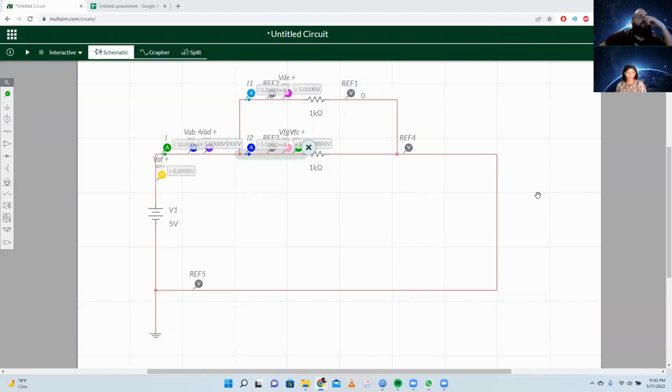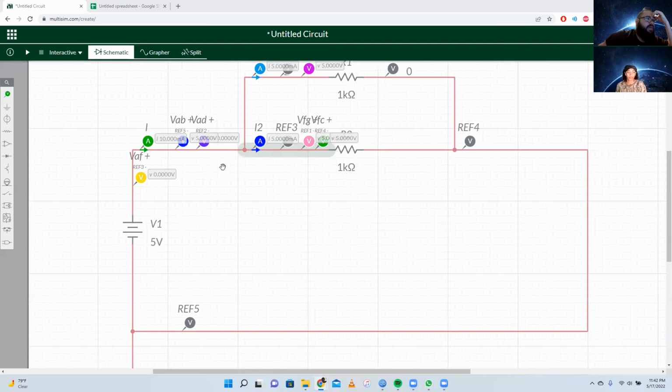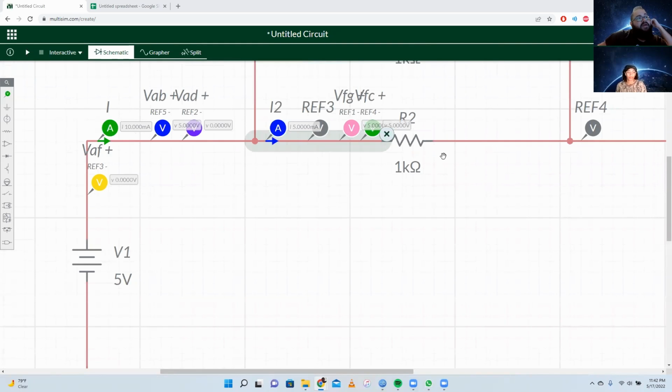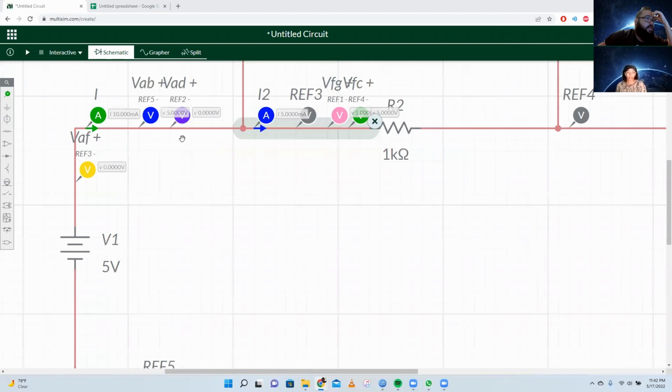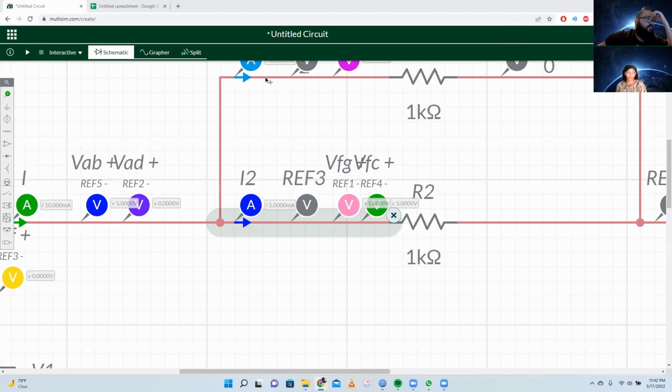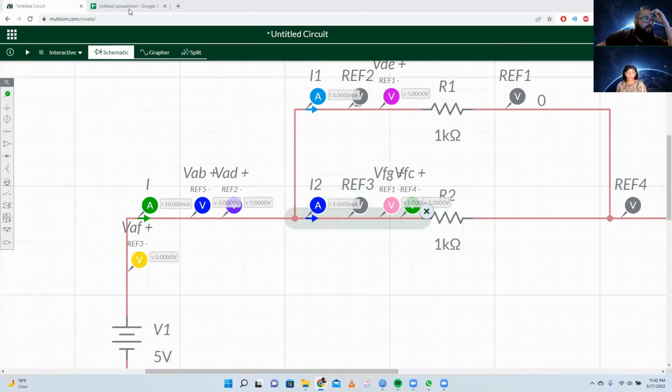In the last case, we set R1 equal to R2. So in our case, we set them to 1 kilo ohm each. What ended up happening in this case is that our total amperage goes up to 10 milliamps because we have less resistance when they're added together. And then all our voltages stay the same. The amperage across I1 and I2 are now the same because the resistance values are equivalent.